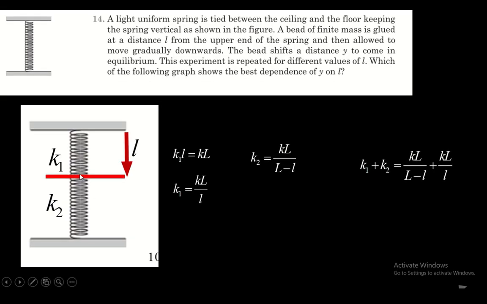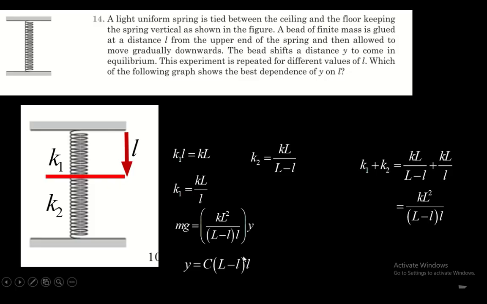And when the bead moves, both these springs exert force in the same direction. So both these springs have an effective K of K1 plus K2. So simply add these Ks and we get the effective value of K. Now where the bead comes in equilibrium, there mg will be balanced by effective K into y. So we have this expression, y is the displacement of the bead.